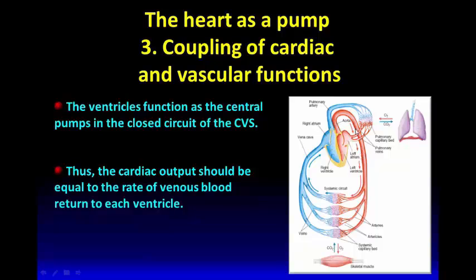Because the cardiovascular system is a closed system through which blood circulates, and the ventricles function as the central pumps of the cardiovascular system, the cardiac output should be equal to the venous blood return to each ventricle. Left ventricular cardiac output is equivalent over time with the right ventricular return, the venous return.